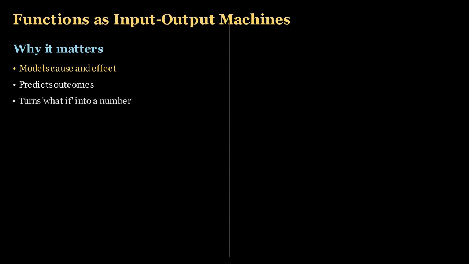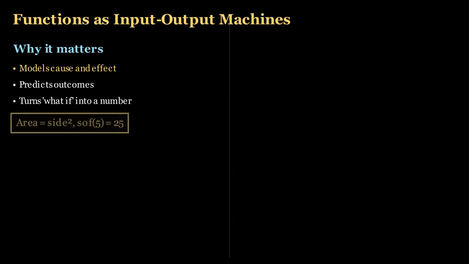You can ask what-if questions. What if the side length is 5 meters? The function machine gives you the answer, an area of 25 square meters. This is the first step in calculus, understanding how one quantity changes because another one changes. A function is the tool that describes that changing relationship.